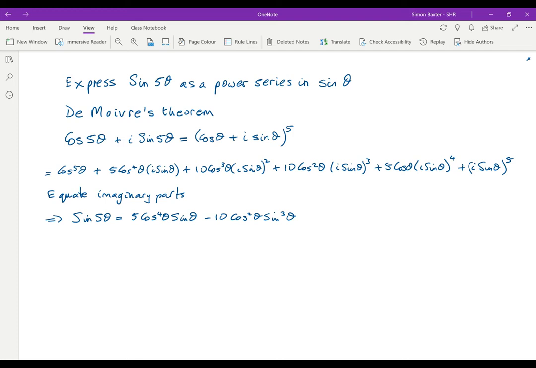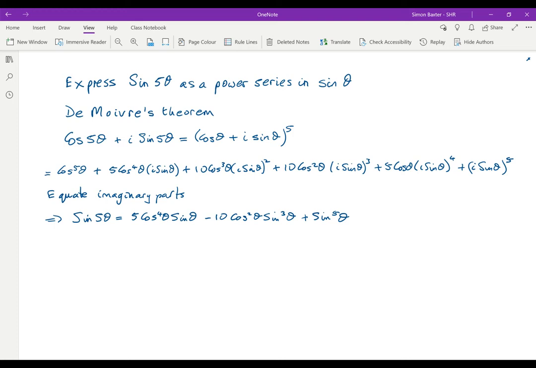Moving on to the next bit, I to the power 4 is plus 1, so that's real. I to the power 5 is plus I, so the imaginary part here is plus sine to the power 5 theta. We're supposed to be writing this as a power series in sine theta, and I've got a whole lot of cosines.